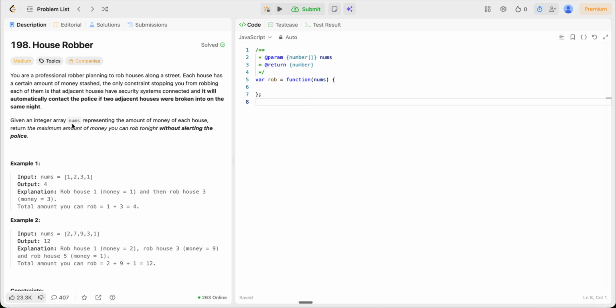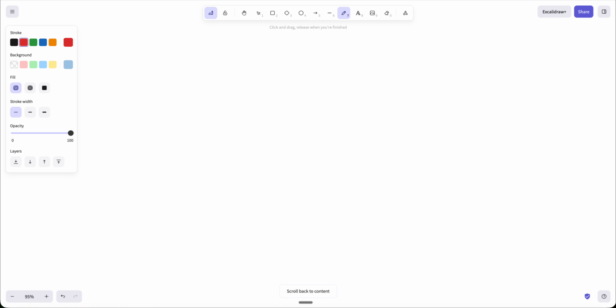Given an integer array nums representing the amount of money of each house, return the maximum amount of money you can rob tonight without alerting the police. So, these are the four houses they have, and the ith index will have nums of i money in their house. And we cannot rob these two houses at the same time and these two houses at the same time because they are adjacent. So now let's understand how we can optimize it.